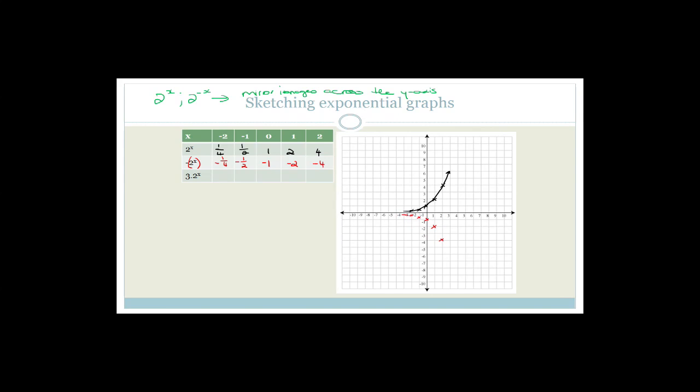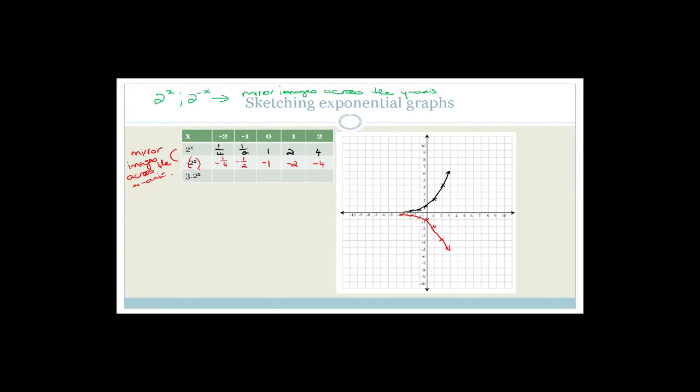Aha! So do you see that these two are mirror images across the x-axis?